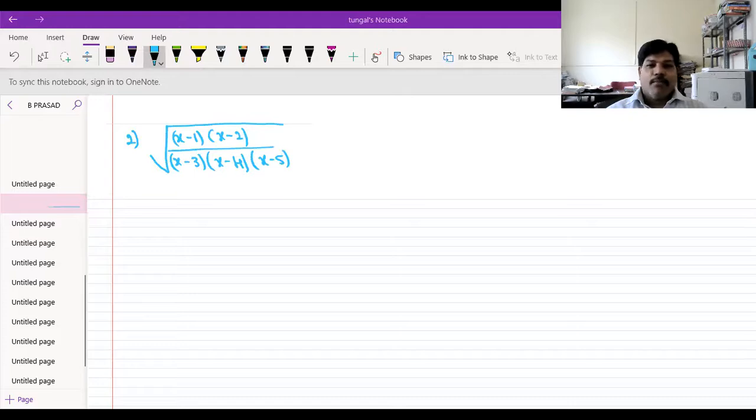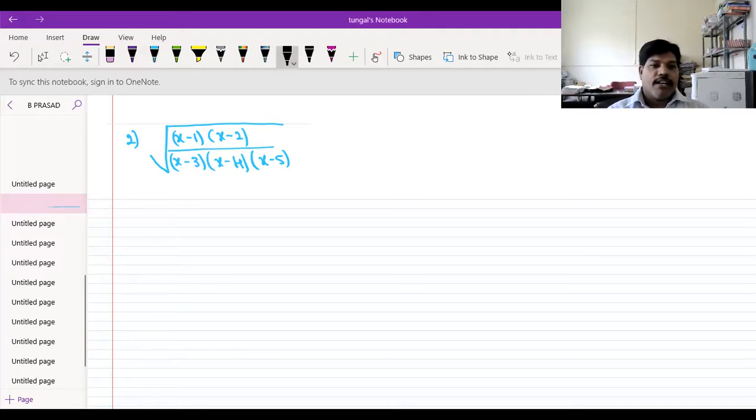So see question number 2. What is question number 2, students? Square root of (x minus 1)(x minus 2) by (x minus 3)(x minus 4)(x minus 5). These types of questions are very difficult to differentiate directly. So here log x is very helpful for these types of questions. So how do we solve this question, students?